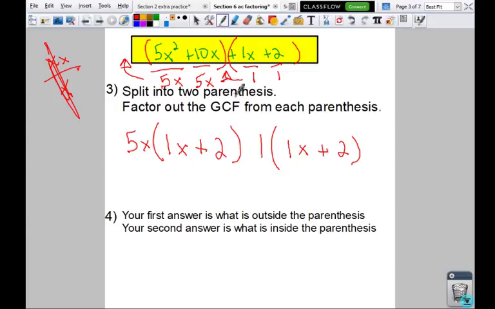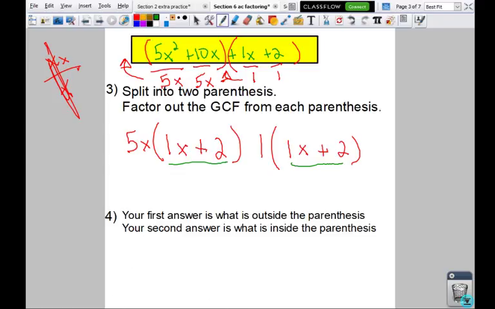So I factored out 5x from the first one, and I got 1x plus 2. Factored out a 1 from the second one, I get 1x plus 2. So you see how we got the same thing inside parentheses? That's how we know we did this right. So we are almost done. We have one last step, but this is the easiest one. So I'm going to get 2 answers.